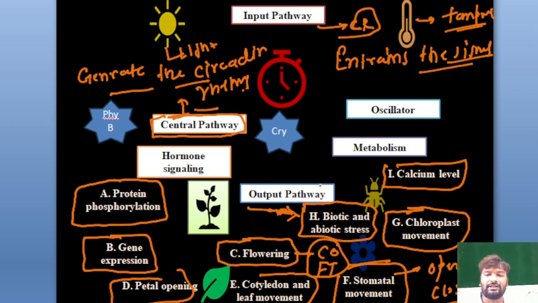abiotic stresses. So this is the pathway: the input pathway, where light and temperature entrain the signals; the central pathway, which generates the signals; and the third pathway, which is the response to these signals. So this is the pathway of circadian rhythms. Now we come to the molecular understanding of the circadian rhythms.